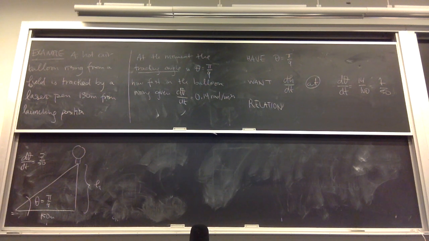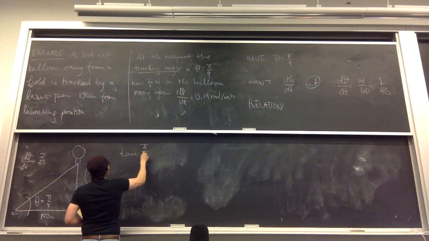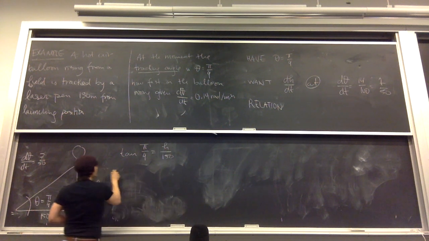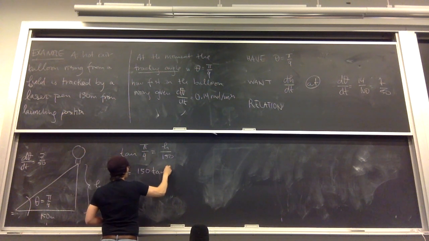Do we have H in this condition? Do I know the height of this air balloon if I tell you what the tracking angle is? How do I get it? Okay, so what trigonometric function relates the opposite with the adjacent? Tan. Okay, so tan of pi quarter is going to be h over 150. Okay, so this means that h is equal to 150 tan pi quarter. I'm not going to evaluate it yet.